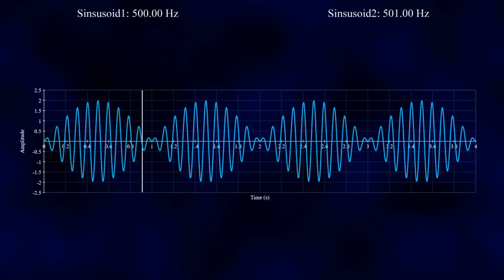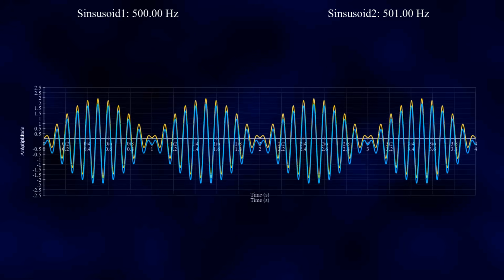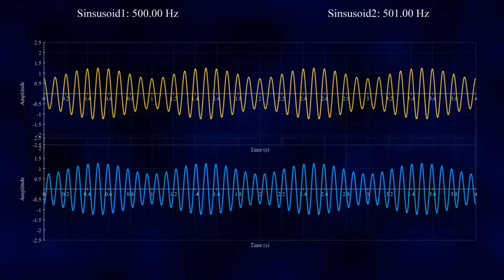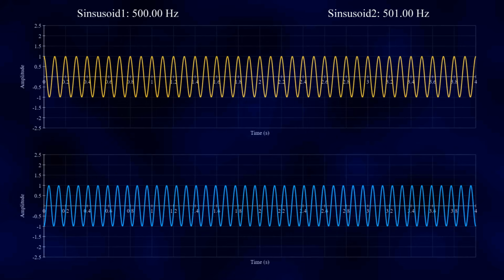Sometimes they are in phase and add to each other, and the interference is constructive, and sometimes they are out of phase and cancel each other out with destructive interference, making this sort of beating sound. This happens once per second, as the difference in frequency between the two sinusoids is 1 Hz, so we say the beat frequency is 1 Hz.